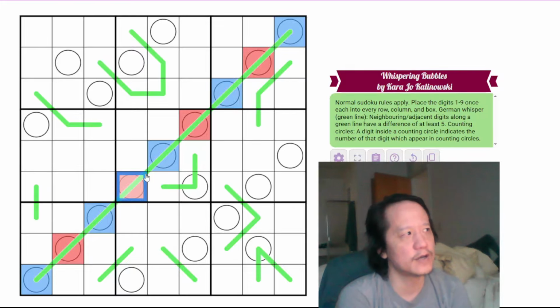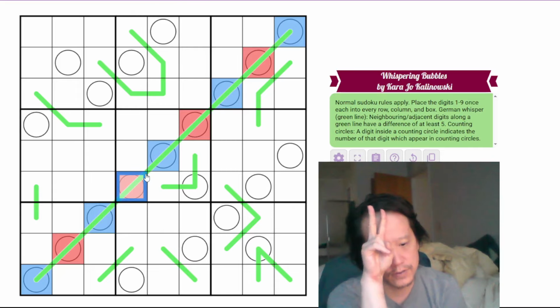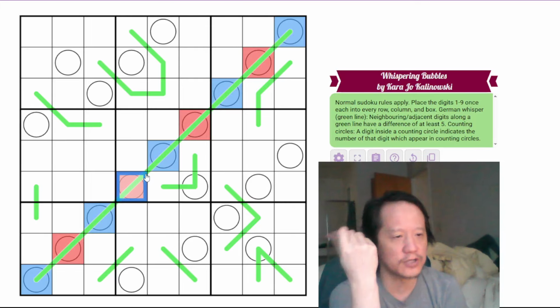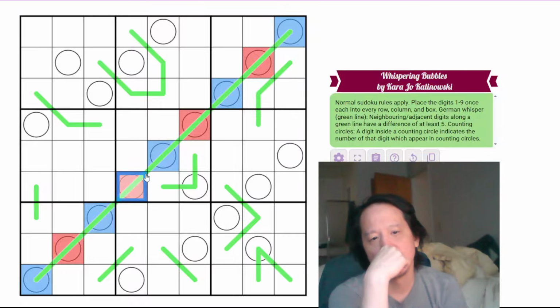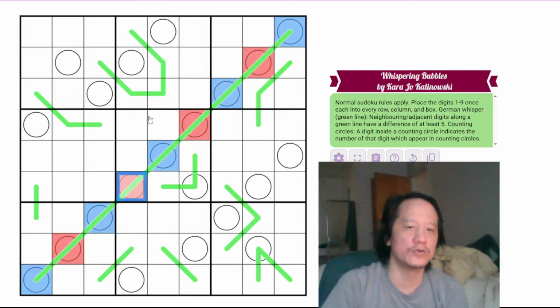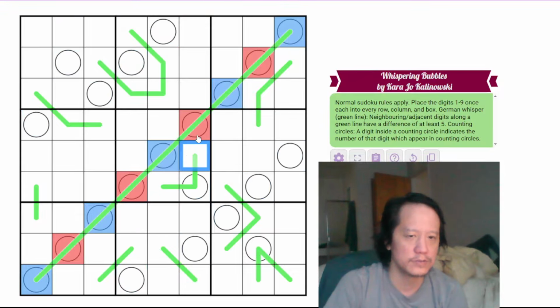So you would have to have 1 and 5, or you would have to have 2 low digits. I guess you could have 1, 3, and 4. The problem with this is you have a circle in every box, so therefore 9 is not ruled out.